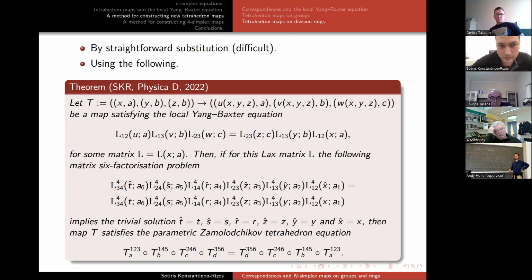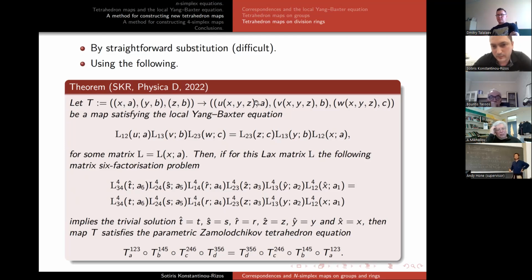You can prove it by hand using the following theorem. The following theorem is a generalization of the three-factorization property that was used by Papageorgiou and Kouloukas in 2009. So that's a generalization for the case of simplex maps, and it works in general for parametric maps. What is a parametric tetrahedron map? To every variable you assign a parameter. Here it should be C, it's a typo. So Z goes with C.